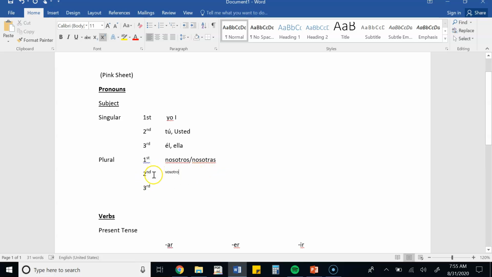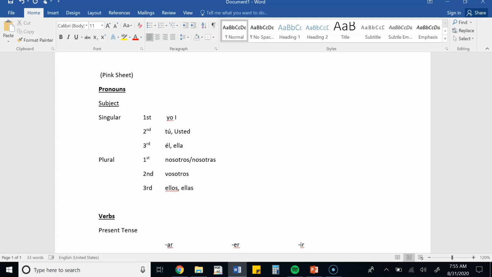And my Ñ is auto-corrected here, so it wants to make it little. Let's try again. Vosotros. Now, this isn't one you need to memorize. I just wanted to give it to you here so you would have it. That's the one used in Spain. It's like another form of you all. And for third person plural, that's ellos and ellas.